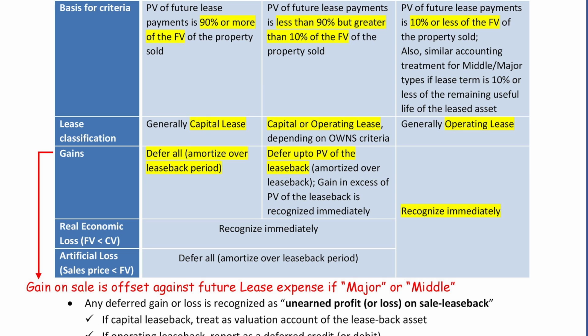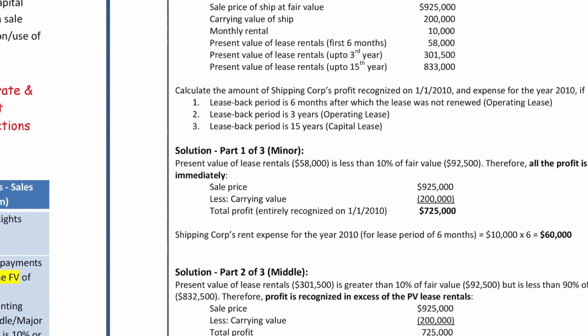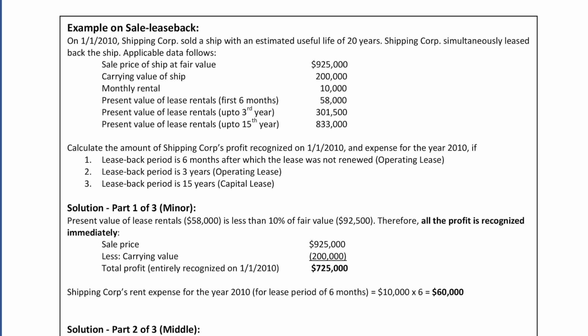But if it's minor, the gain on sale is recognized immediately. On page 37, we got a comprehensive example on sale leaseback. It says on 1st Jan 2010, Shipping Corp sold a ship with an estimated useful life of 20 years. Now Shipping Corp simultaneously leased back the ship. So guys, this becomes sale leaseback.